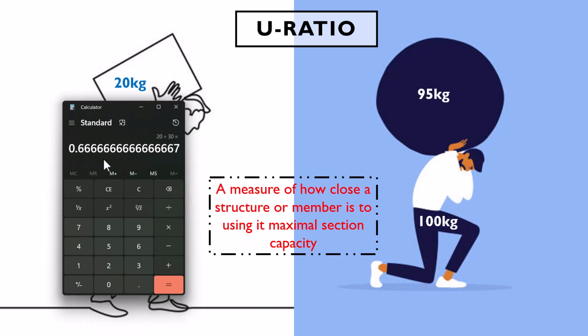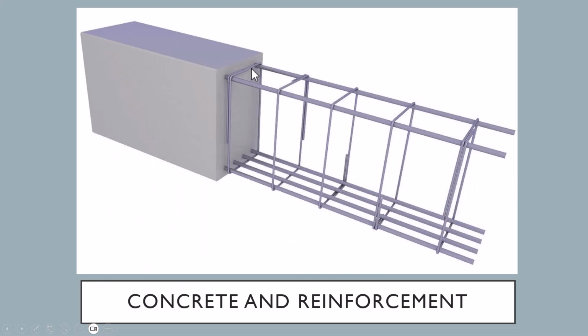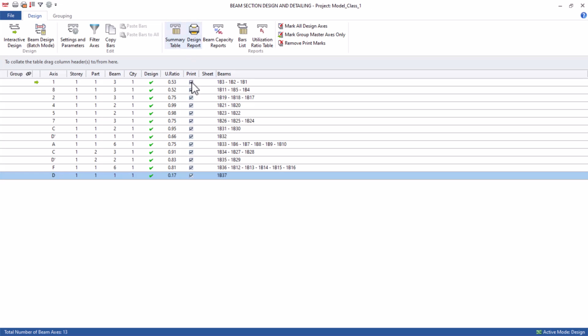If you look at this other man, he has a total capacity of 100 kg, but is actually lifting 95 kg. So if we divide 95 by 100, he is using about 95% of his strength to lift this weight. This maximum capacity is the maximum capacity of both the reinforcement and the section combined.